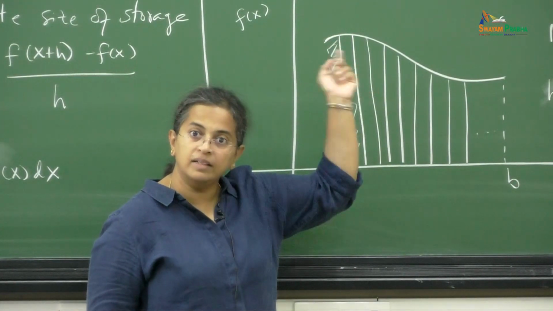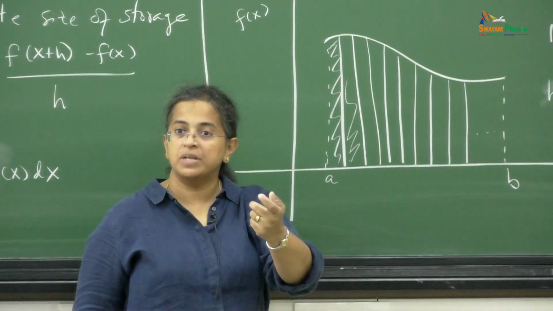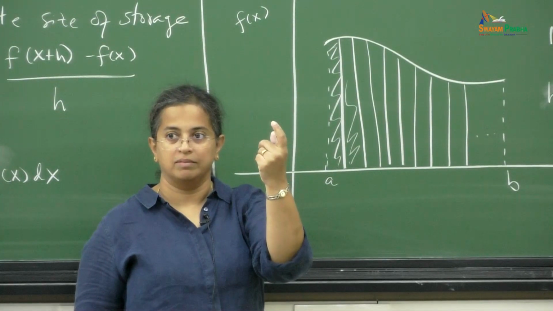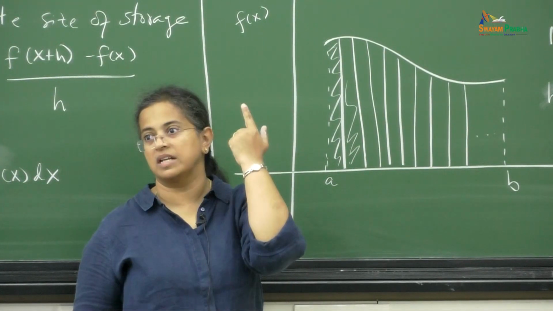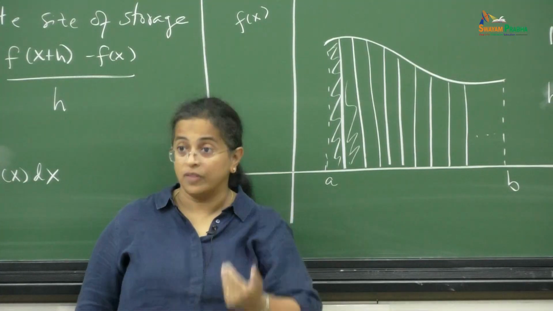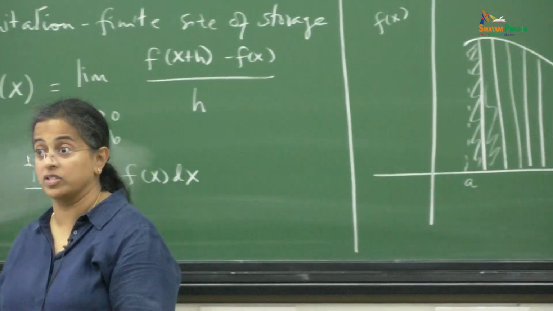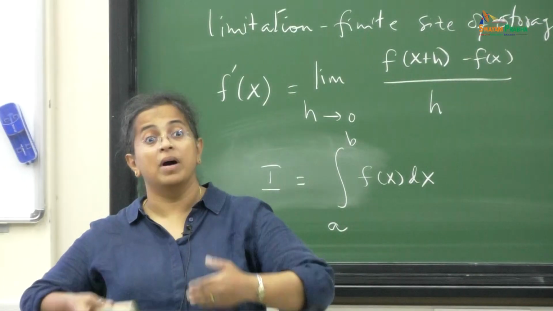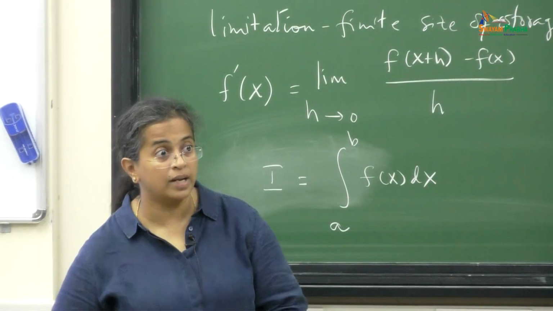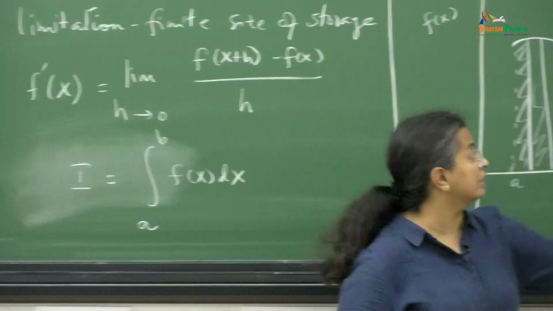If it is a rectangle, it's a constant. If it is a trapezium, what will it be? A straight line, because between 2 points you want a straight line. Then I can have a quadratic, I can have a cubic function. So with each of these, my errors will improve. All right, and the errors will depend on which parameter now?